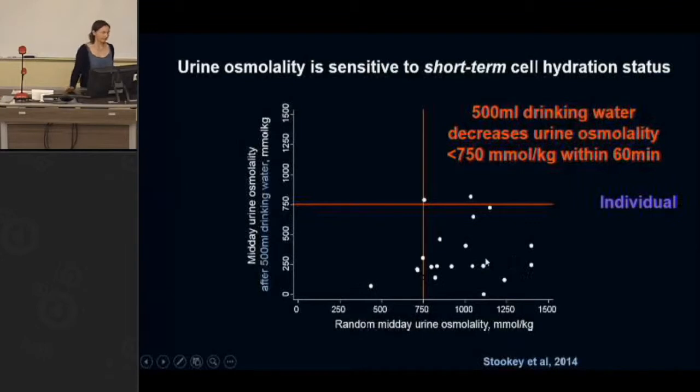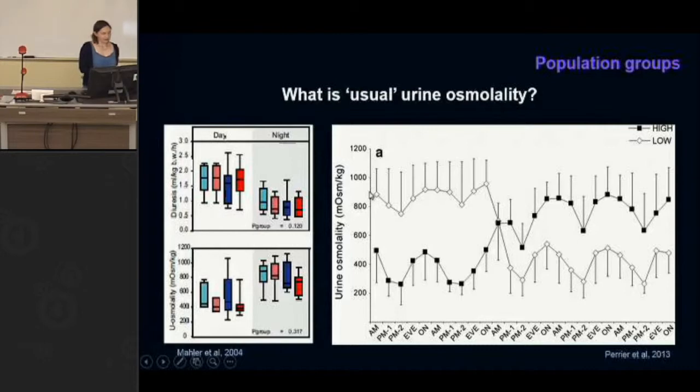It's a similar amount to what you see in adults. Data here on the right are from Perrier et al., and they show several days of fluctuation in adults. And that just brings up the question: what is the way to measure usual urine osmolality if it keeps changing?